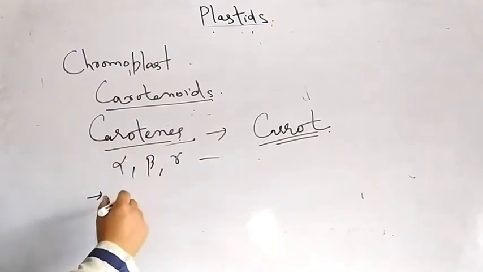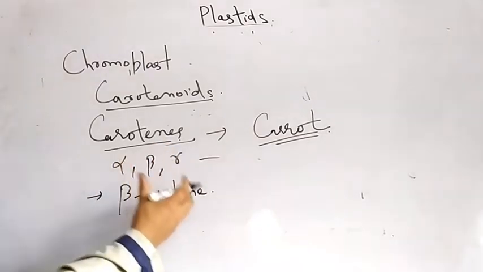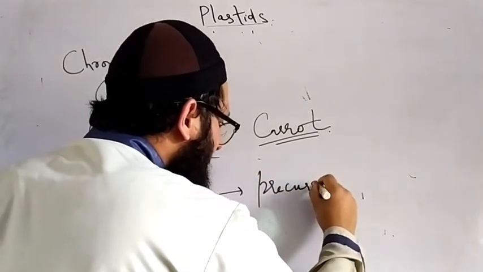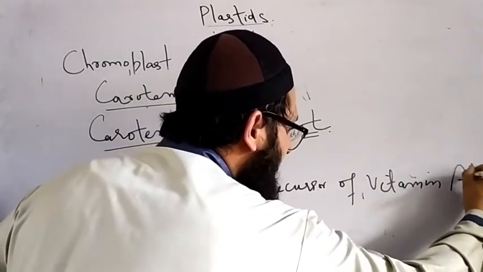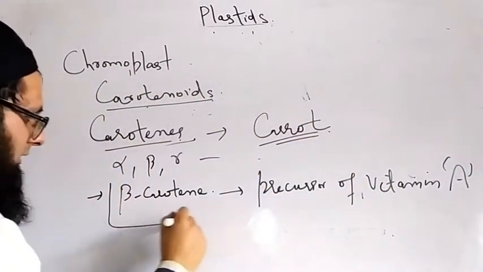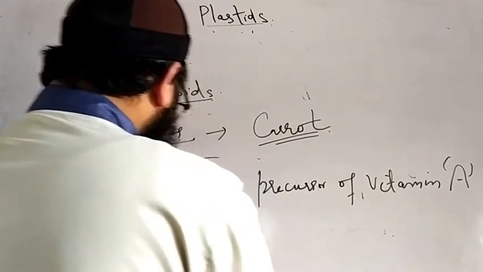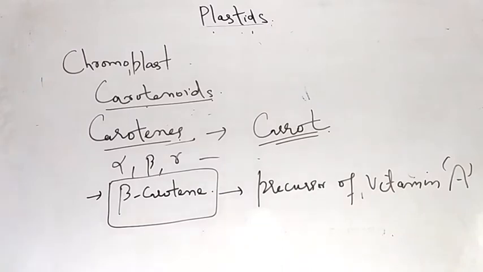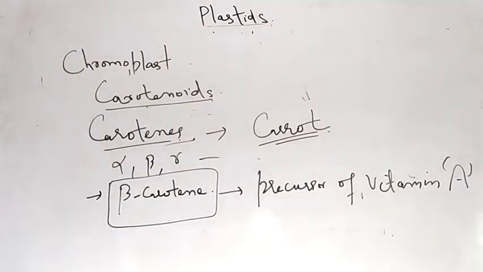One of the important things I tell you over here is beta carotene. Beta carotene, which is a subtype of the carotenoids, is a precursor of vitamin A. So this is a very important point. You have to remember it. So beta carotene is a precursor of provitamin A, right? Sometimes that's why we call it provitamin A as well, because it is involved in the formation of vitamin A in animals. Okay. So this is about the carotenoids.